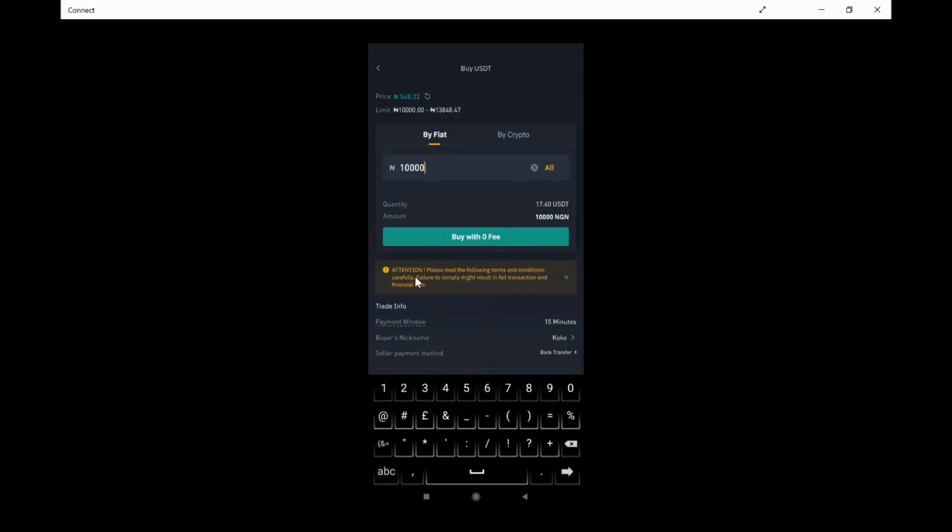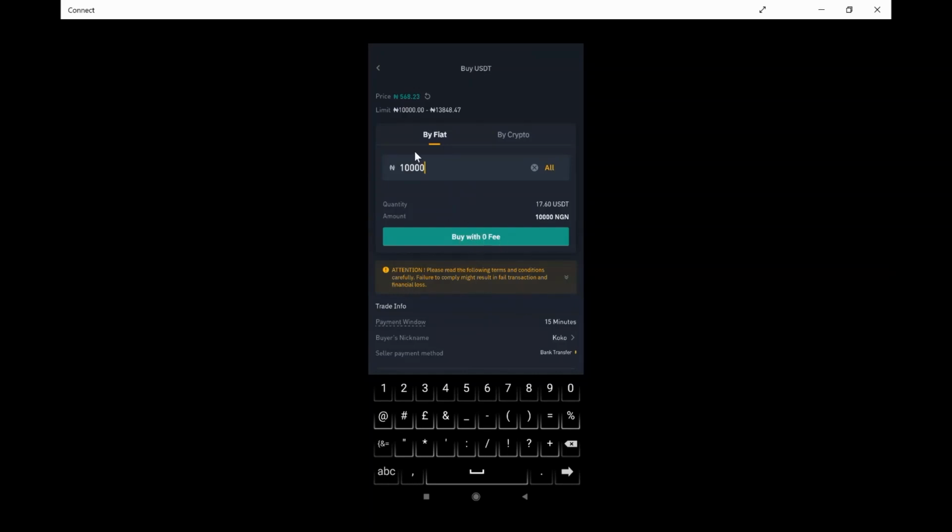Now, come here. It says, attention, please read the following terms and conditions carefully to comply. Failure to comply might result in a failed transaction and all that. There are instructions you must listen to. Now, the moment you hit buy, you have a payment window of 15 minutes. And then it shows you the seller's nickname, Coco, and then the bank transfer details. Now, if you click here, let's see what's further here. Notwithstanding, let's just click buy.